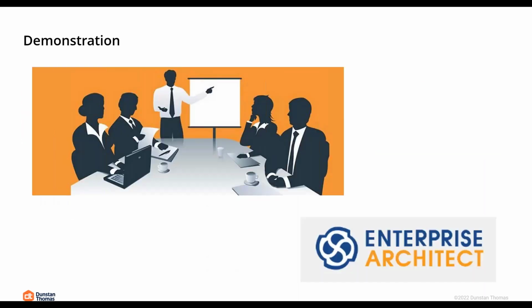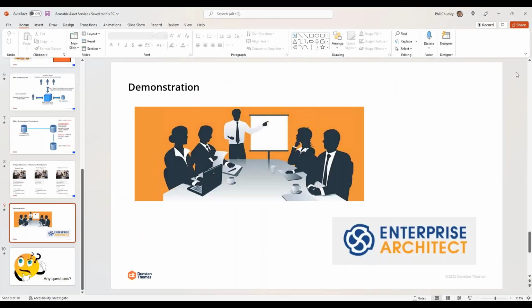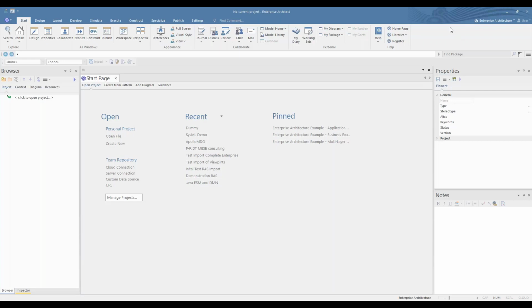Here's the demonstration. So I'll get out of the PowerPoint and go on to Enterprise Architect. Now, you should now be seeing Enterprise Architect. This is Enterprise Architect 64-bit version 1605. So it's the latest build of Enterprise Architect.